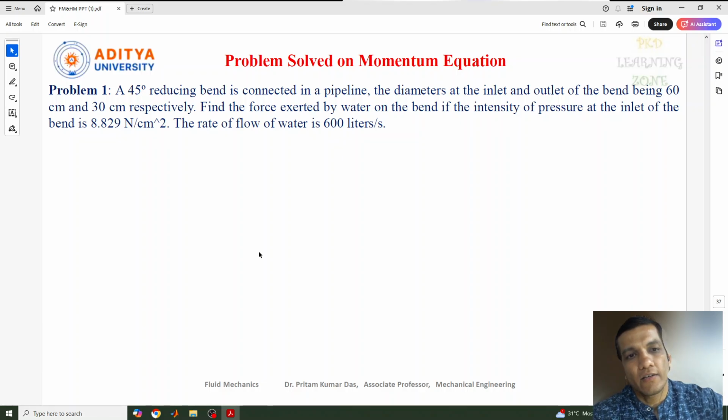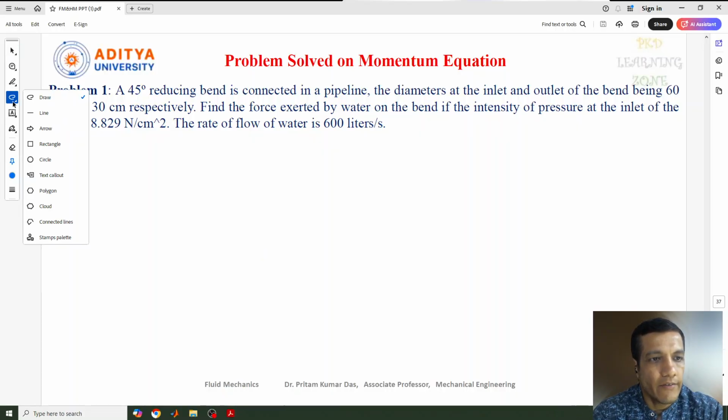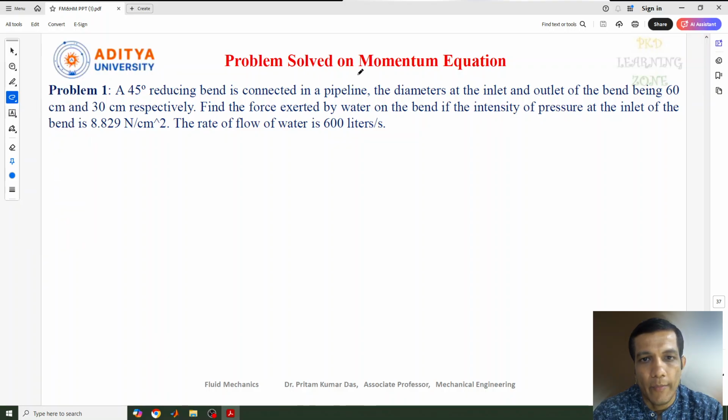In this lecture, we'll solve a problem on the momentum equation. In our previous lecture, we already derived the momentum equation, and we have seen what the force in the x direction is and what the force in the y direction is. So here I have taken a question.